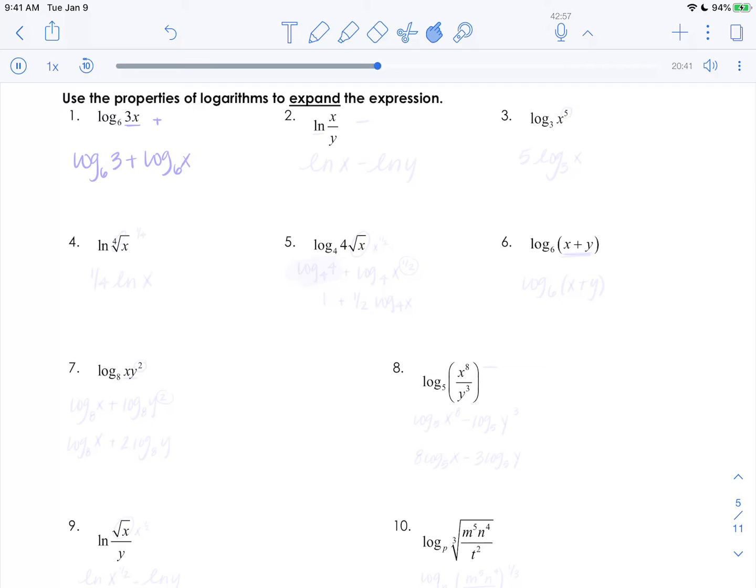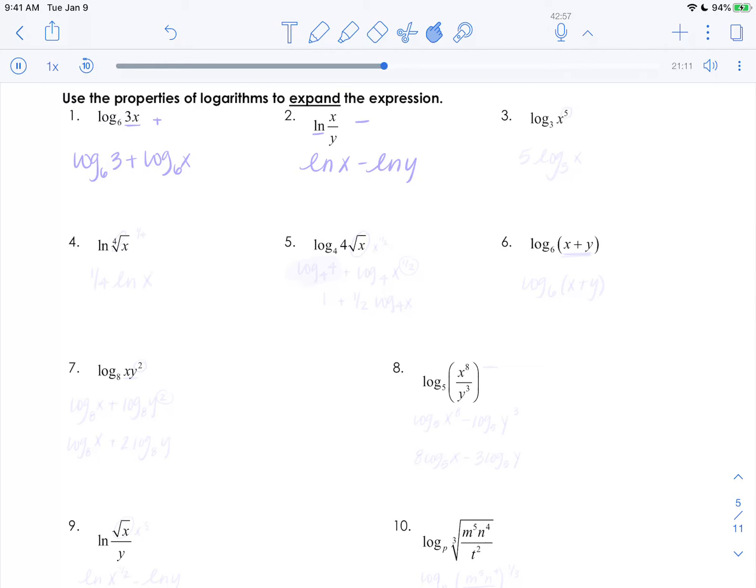Okay. Number two, we haven't talked about this yet. This ln is called the natural log. We're going to get into that in a third video. It's just another form of a log with a different base, because remember, our common log has a base of 10. And this is just another log that has a different base, which we will get to in the next video. Okay. So since we are dividing these two, we're just going to split them up using subtraction. So this becomes ln of x minus ln of y.